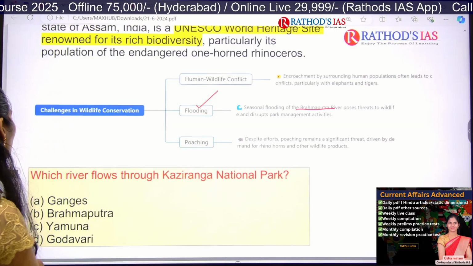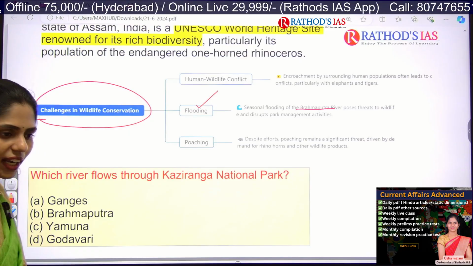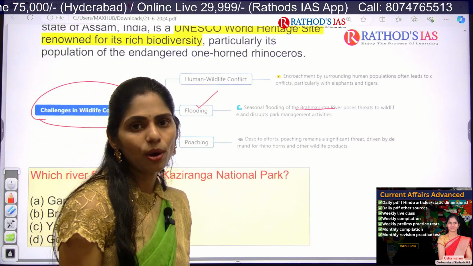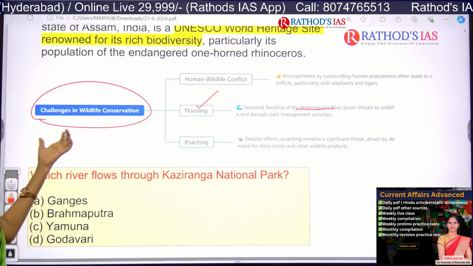So these are some important challenges for the conservation of this wildlife, and we have to take proper measures to control these challenges.